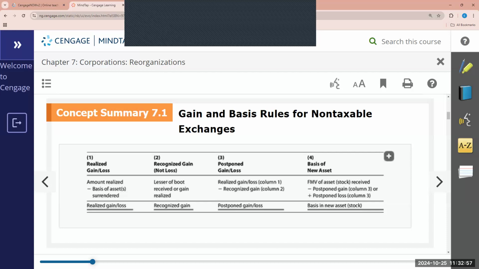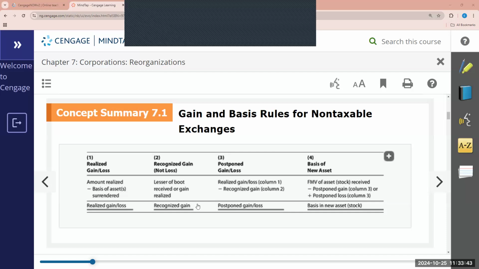So with this 4-column template, concept summary 7.1, which we have on the screen, this essentially computes the amount of gain recognized as well as the adjusted basis in a new asset received in the non-taxable exchange. The cash or other property is going to be considered boot, and the gain recognized by the stockholder is going to be the lesser of the boot received or the gain realized. And that gives us our recognized gain. So when you see the words recognized gain, that essentially denotes the amount that is going to be reported for tax purposes. All right. So this is analogous to the treatment of boot in a like-kind exchange.